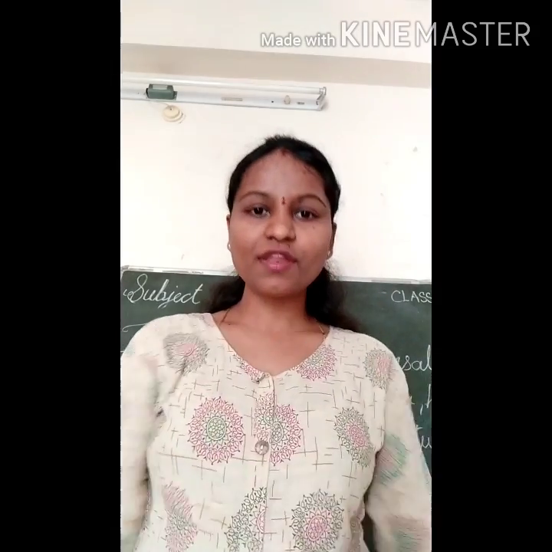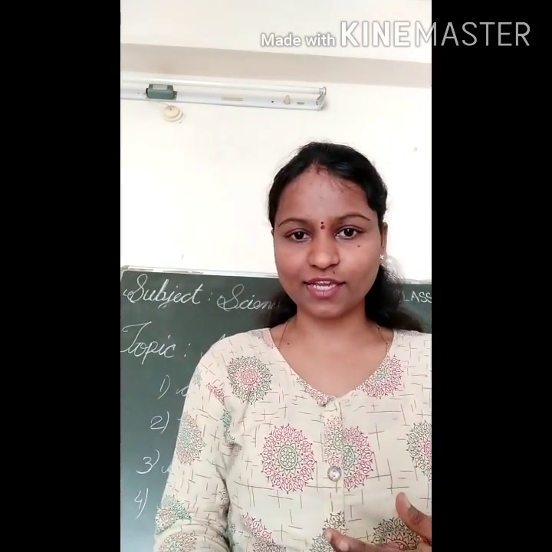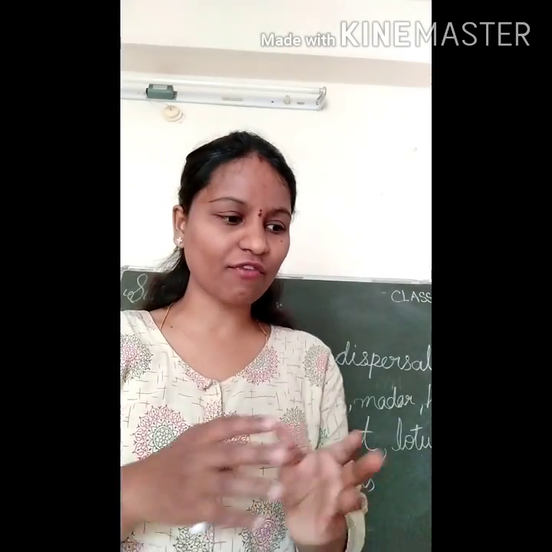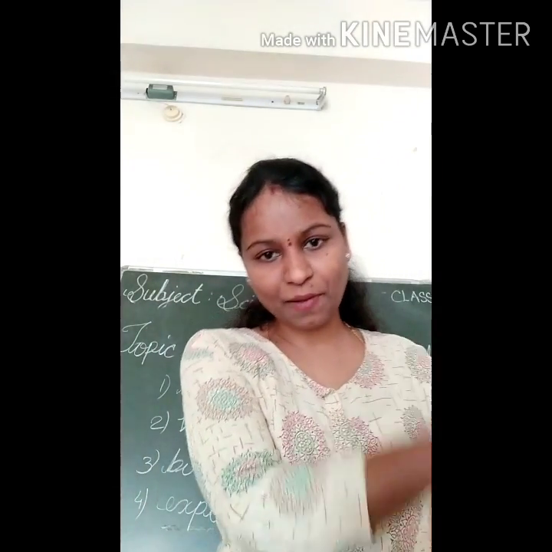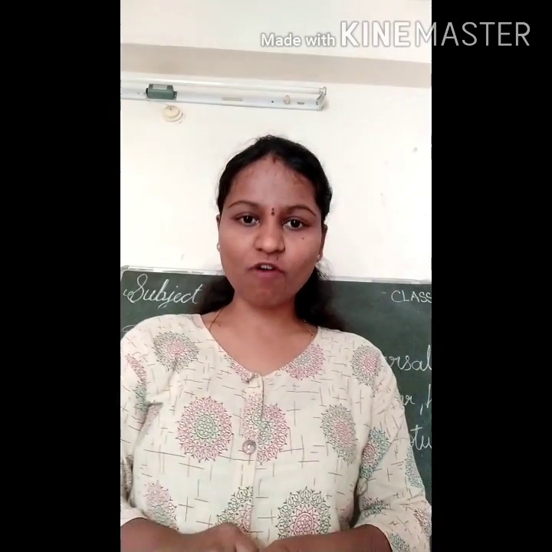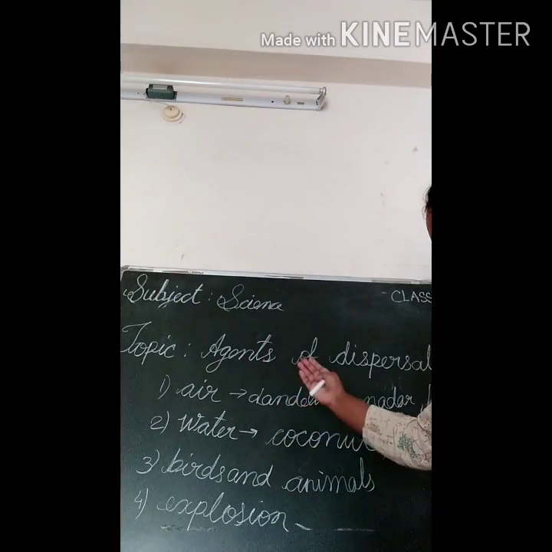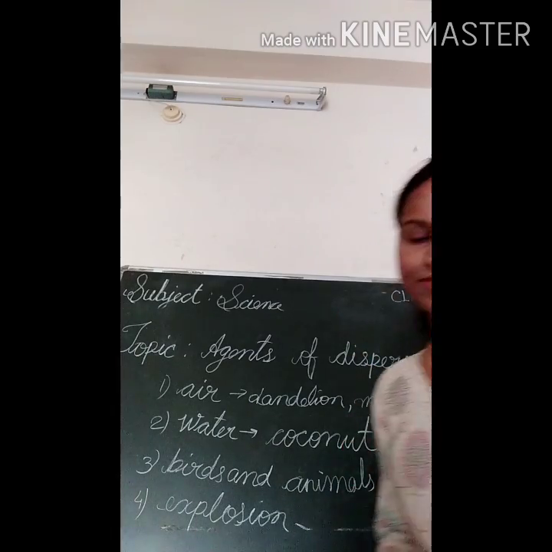Okay children, now all this you get to know once I summarize it. What do you mean by dispersal? The process of scattering of seeds and fruits away from the parent plant, which then grow into new plants, is called dispersal. What are the different types of dispersal? Air, water, birds and animals, and explosion. So these are the different agents for dispersal.